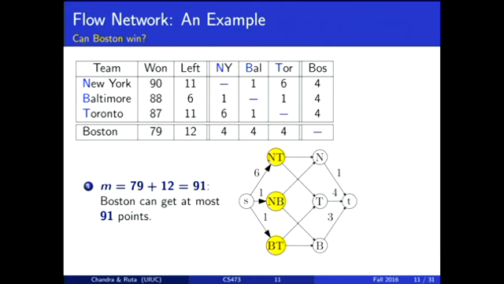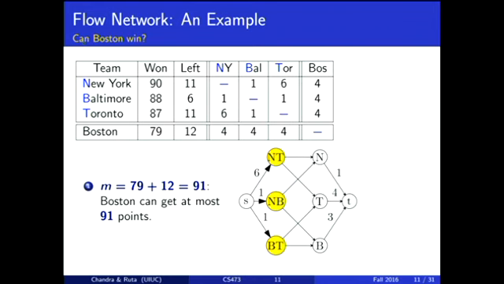Look, these 6 games have to go here and here, right? Well, there's only 4 that you can send out. The total capacity of this is only 5, right? And these 6 have to go to that, so it's not feasible. But suppose it is feasible, then what do we have?